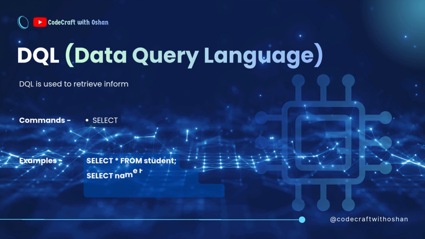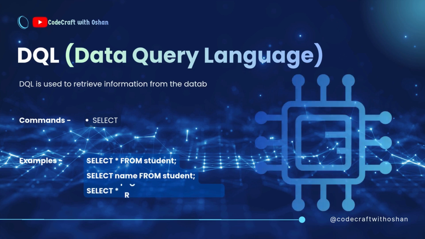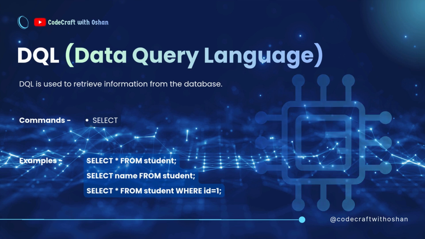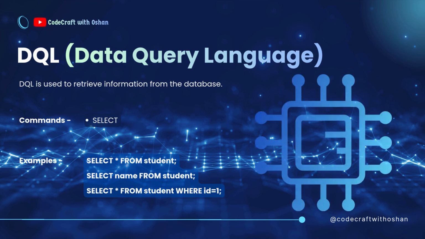Now, after storing data inside a table, we obviously need a way to view it. That's where DQL comes into the picture. DQL stands for Data Query Language. Its primary purpose is to retrieve information from the database. The main command in that category is select. Using select, we can display all records, retrieve only specific columns, or even filter the results using conditions such as the where clause. Whenever you want to see the data stored inside a table, select is the command you will use.